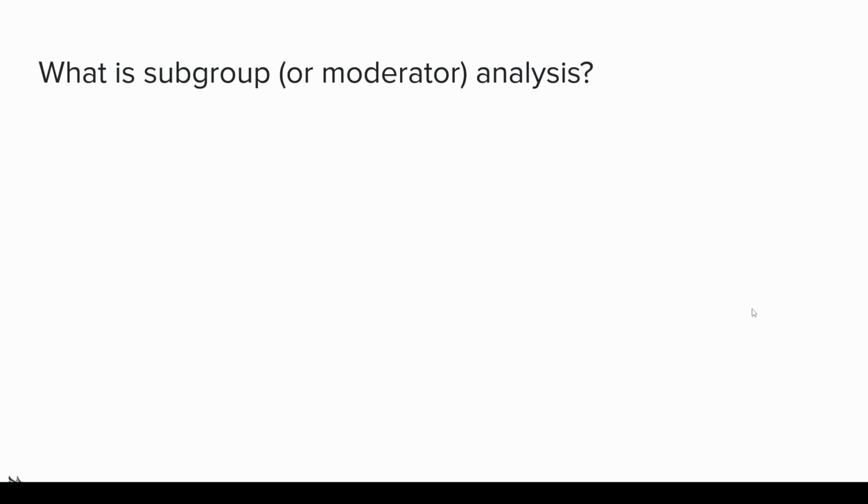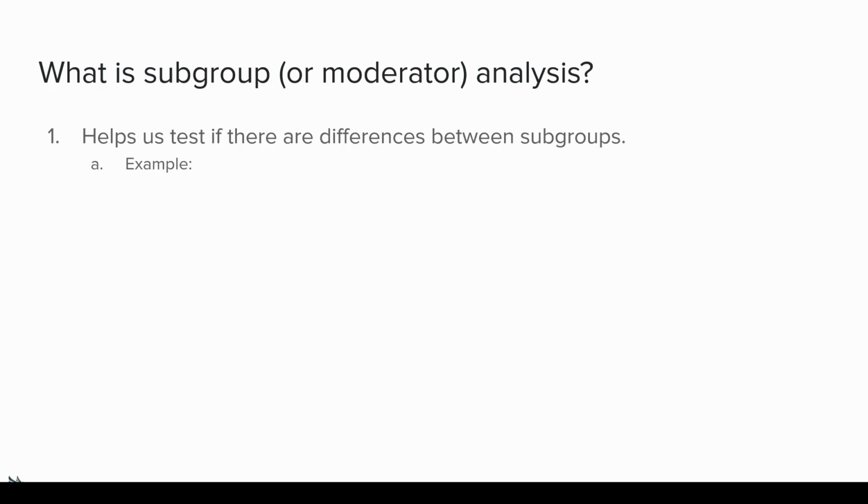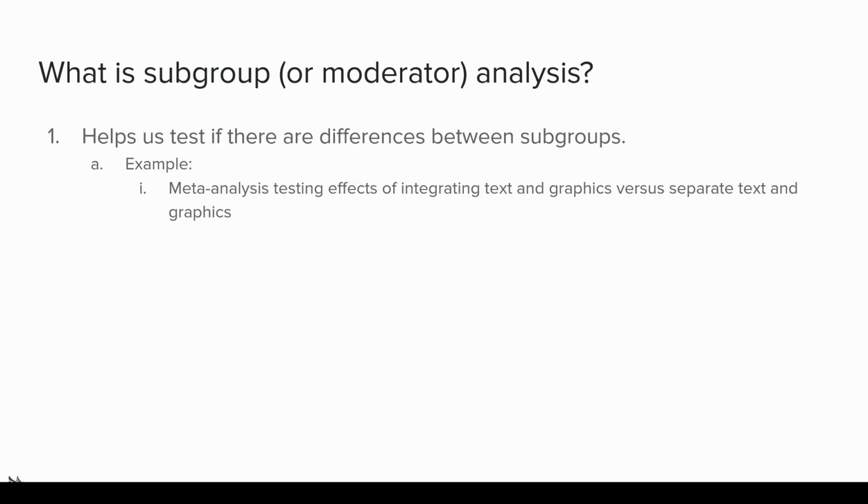What subgroup analysis is, it helps us test if there are differences between subgroups within our sample. Now, I know that sounds confusing, but I want to give you a practical applied example, and then we're going to actually do one of these in simple meta-analysis so that you can see what it looks like. So let's say we have a meta-analysis where we are testing the effects of integrating text and graphics as compared to separate text and graphics, and we want to know how this influences learning.